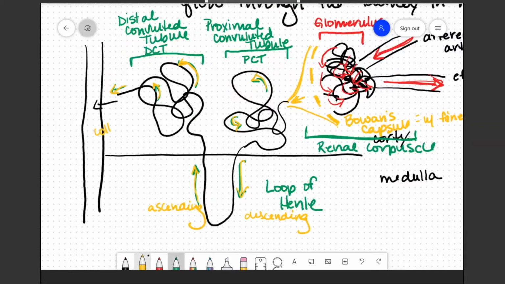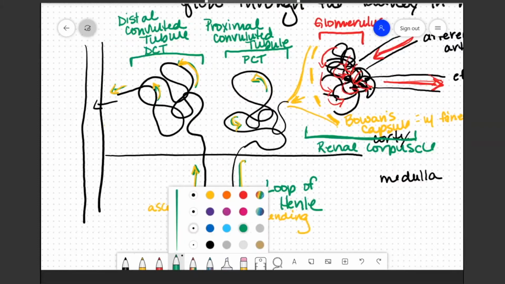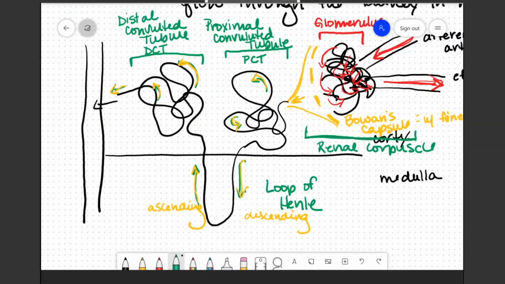Actually, let's do that as green. This is the collecting duct. And it is just what it says. It is collecting things. So it will get information from this nephron. It is also getting information from another nephron down the way. So it is going to be essentially the public sewer system that is taking away all of the waste.